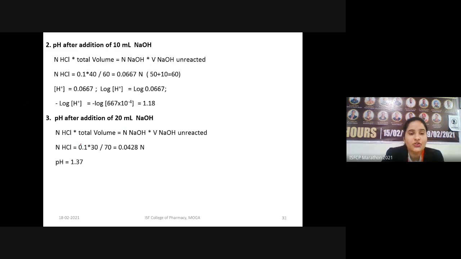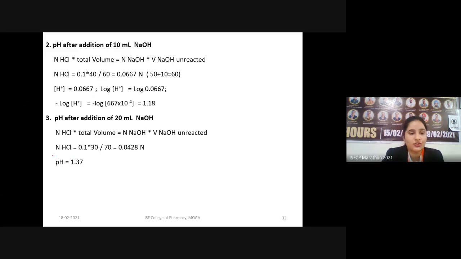The normality of the sodium hydroxide solution is known to us, that is 0.1. The volume of sodium hydroxide solution which is unreacted will be 30 here, because the total volume was 50, minus 20, that comes out to be 30, and the total volume will be 50 ml of HCl plus 20 ml of sodium hydroxide, that is 70.